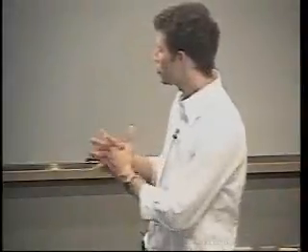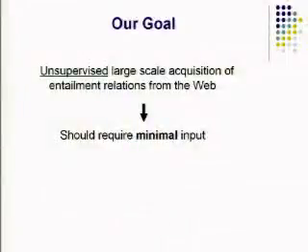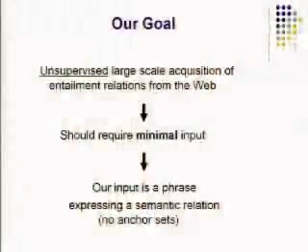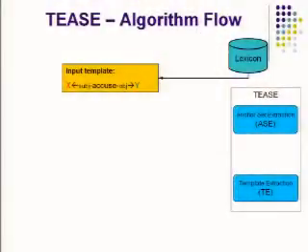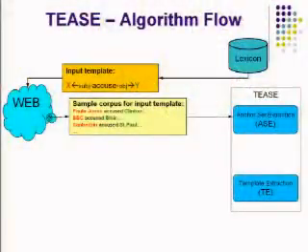And so our goal is to provide an unsupervised large-scale acquisition of entailment relations from the web. And we need to start with the minimal input we can, and that is just starting with the phrase, with our template, without any given good context. So what we'll do is we'll start with a template. We can just go through a lexicon and generate these templates. And here we have an example of X accused Y, but we can put in any kind of template we want, not just subject, verb, object.